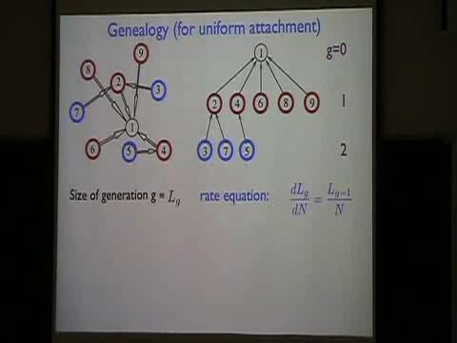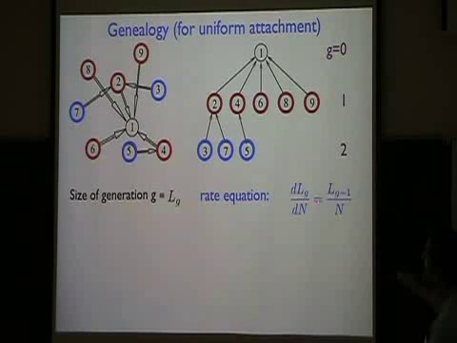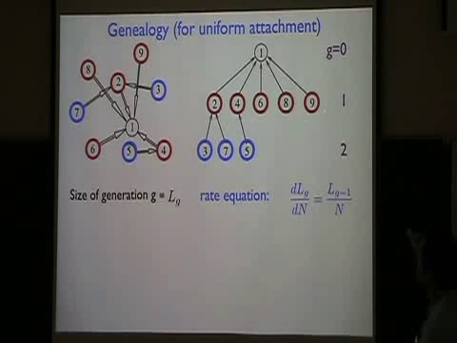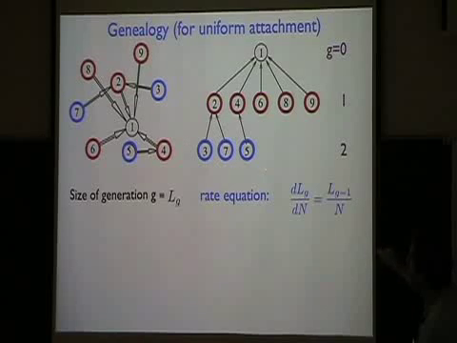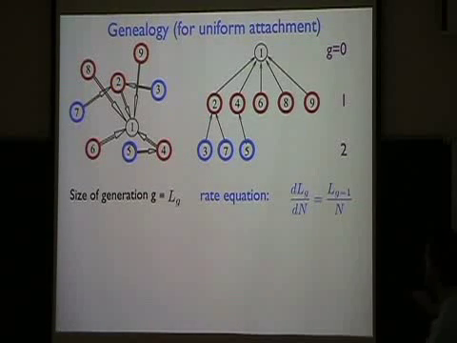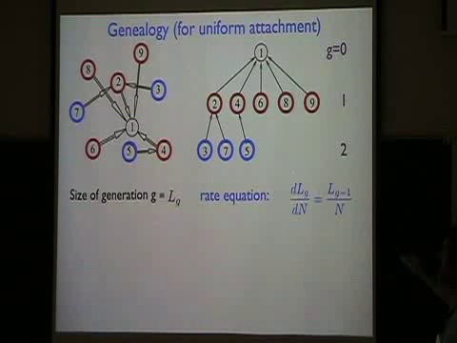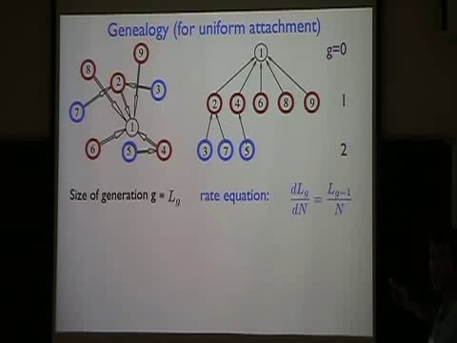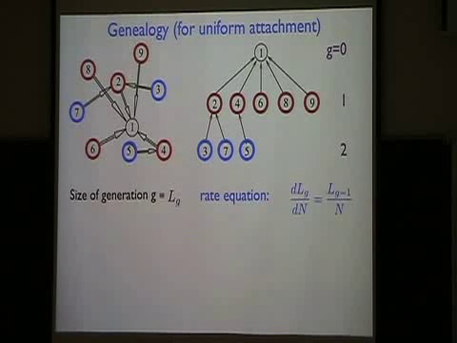And so this satisfies a very simple rate equation, because how does the number of nodes in generation G change? In order to add to the number of nodes in the second generation, the only way that can happen is I have to attach to a node in the previous generation. So the rate of change of the number of nodes in generation G is equal to the number of nodes in generation G minus 1 divided by the total number of nodes. So this genealogical picture that I've just presented to you is for the random recursive tree.